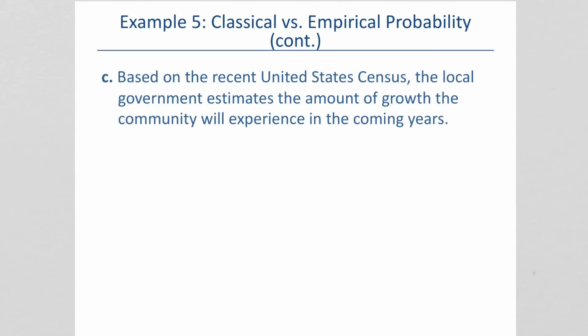Based on the recent United States Census, the local government estimates the amount of growth the community will experience in the coming years. This is an incomplete account. It's not based on every situation possible. So since it's incomplete, it is empirical. And that concludes our first section on probability.